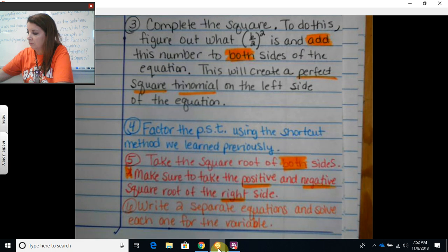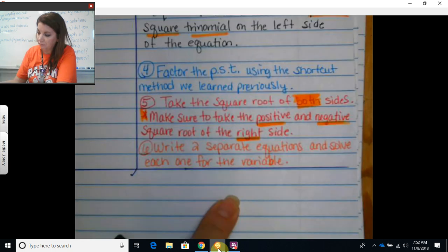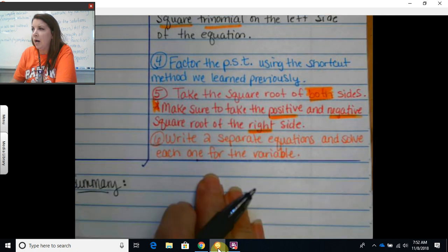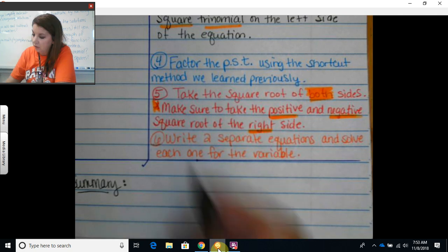So maybe what I would write at the bottom of this one is a little summary, and this would be something that I would want you to do on your own. I would just give you whatever I wanted you to put down there. But today, this was just steps so far. So I would say, why would you use this method?